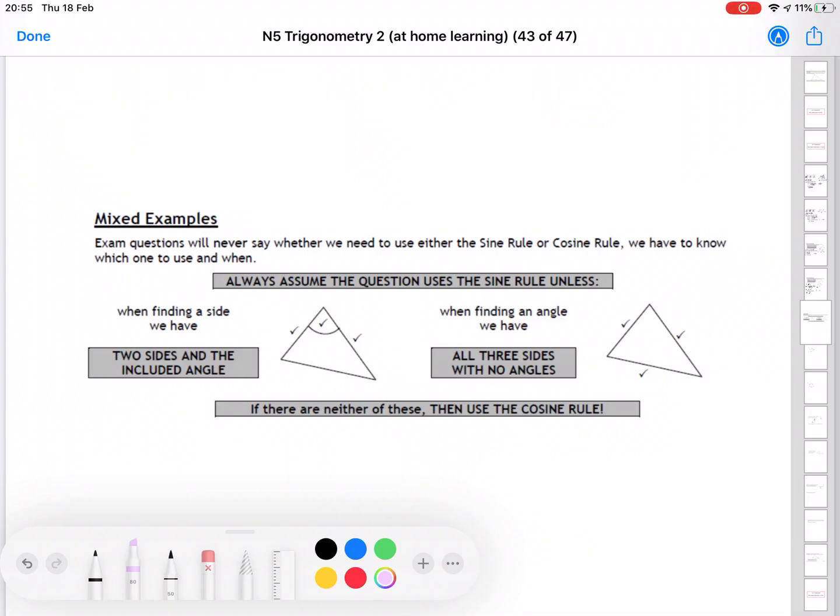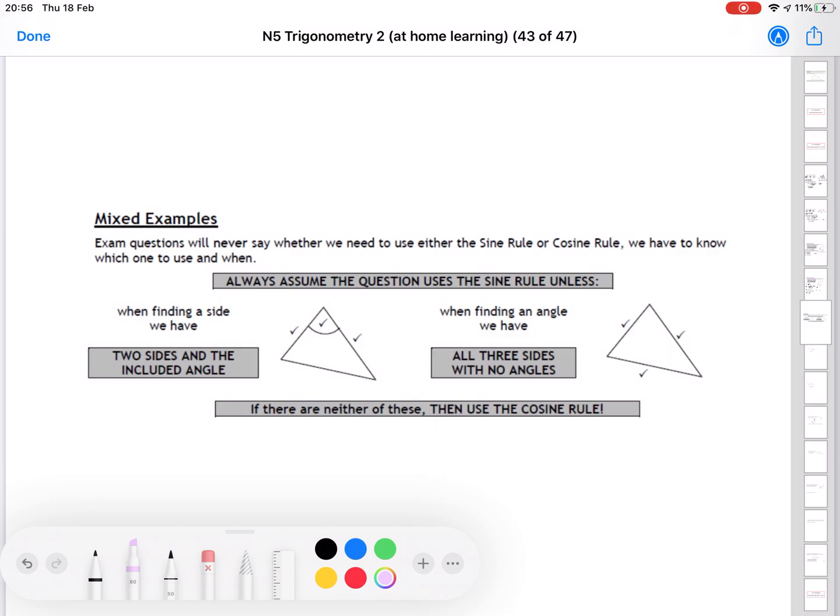Welcome to lesson 7 of our Trig part 2 topic. So today what we're going to be looking at is a mixture of questions, and we're going to be using both your sine rule and your cosine rule. So what we need to talk about first of all is how do we know which rule to use and when would we use each of the two rules, so your sine rule and your cosine rule.